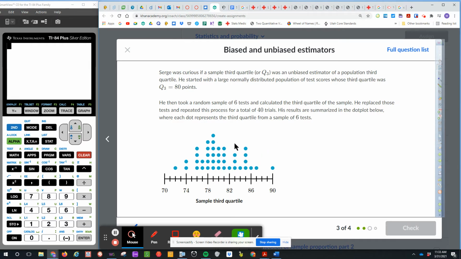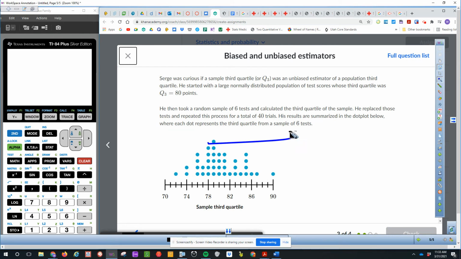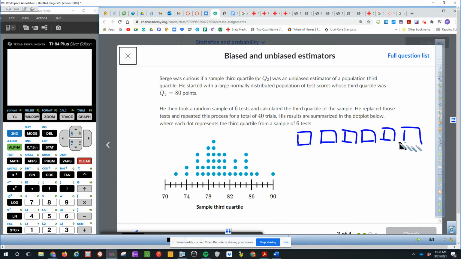And each point just means that you have 6 tests: test 1, test 2, test 3, test 4, test 5, and test 6. And then from all these 6 tests, they calculate the third quartile of the sample, right? All the values here, they find like a box plot, right? They compute it into a box plot that looks like this.